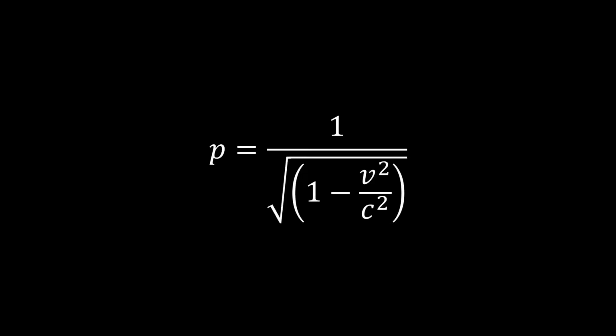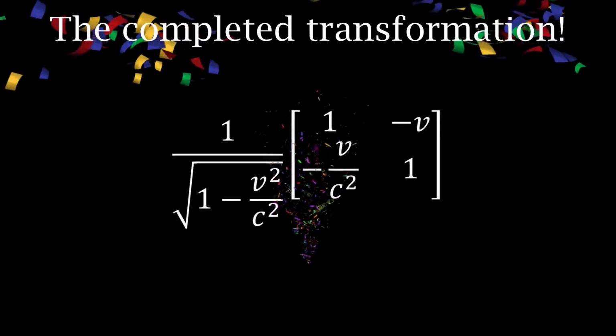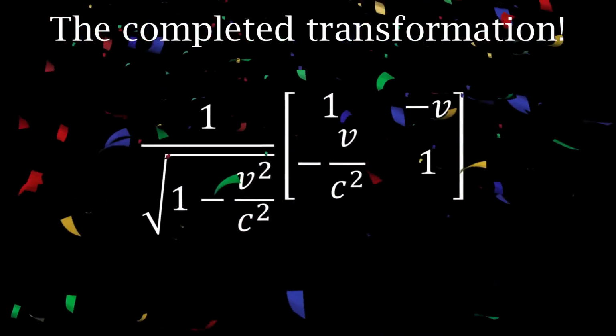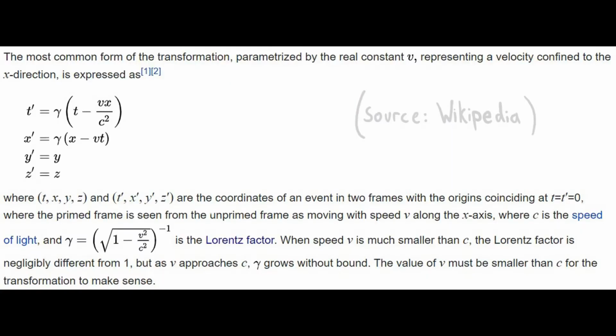And P is equal to 1 over the square root of 1 minus v squared over c squared. And our derivation is complete! P is usually called the Lorentz factor, and since it is so long, we usually say that it is equal to the Greek letter gamma. Not P, gamma. And this is what the transformations look like in formal conventional notation.